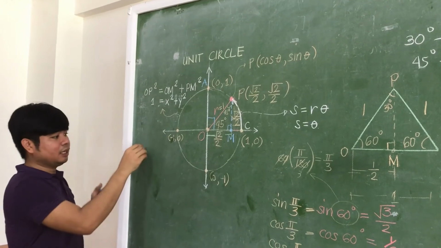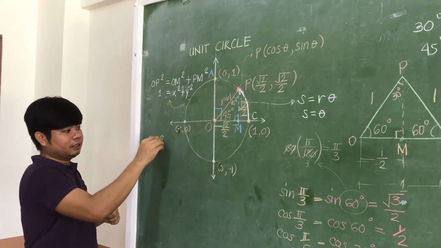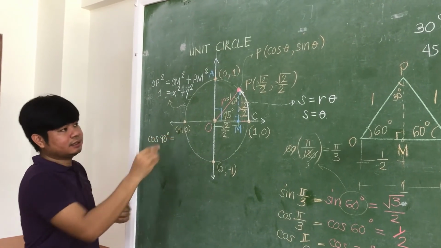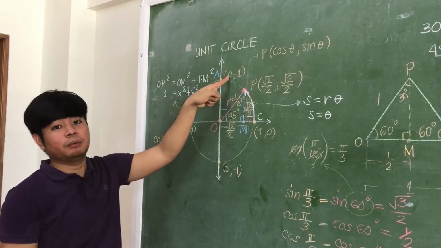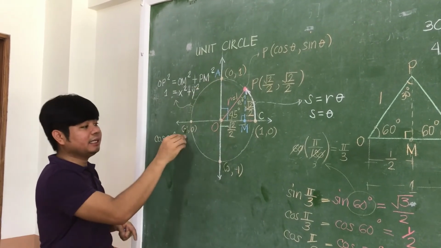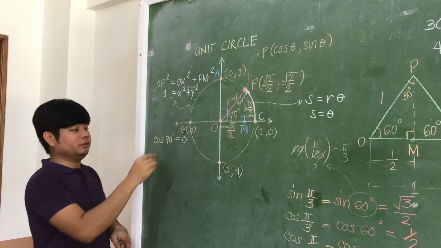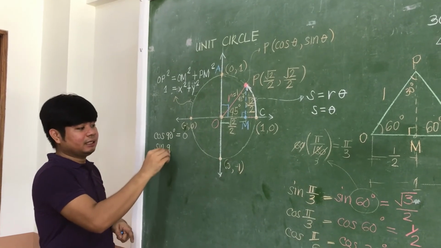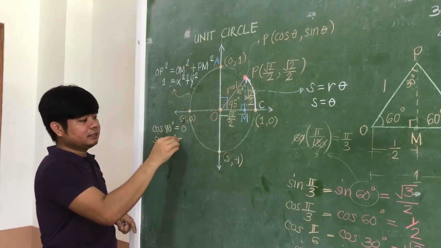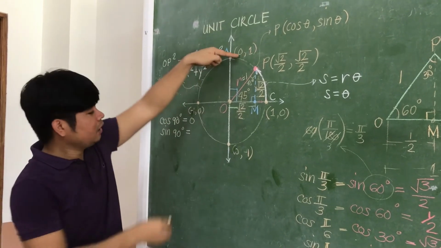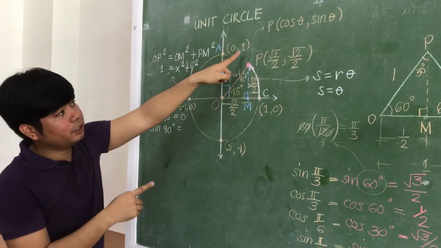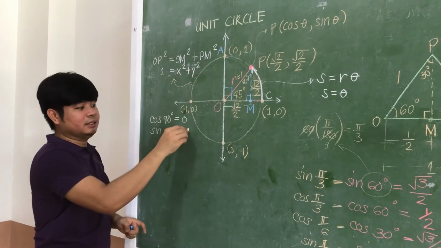So cosine 90 degrees is simply the x coordinate of that point A, that is 0. So cosine 90 degrees is 0. What about sine 90 degrees? The x coordinate is for the cosine, and the y coordinate is for sine. The answer is 1.